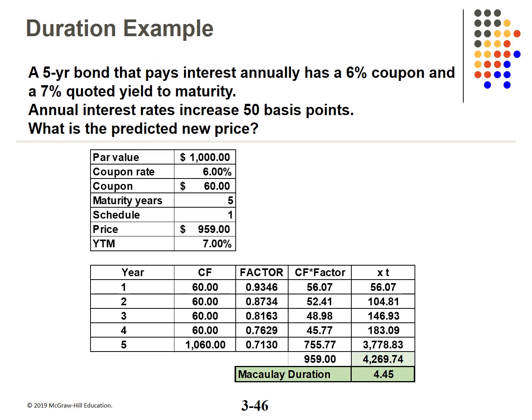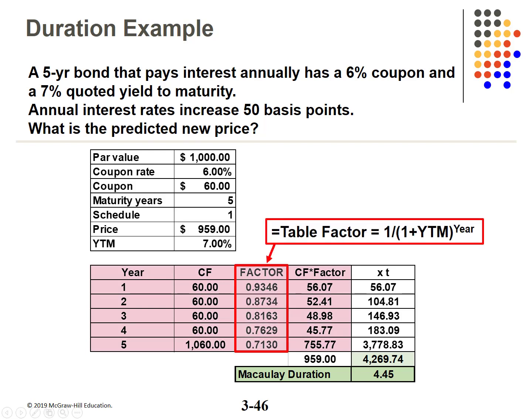On this slide, in the example, we'll compute Macaulay duration. 5-year bond, 6% coupon paid annually. Yield to maturity is 7%. Predict the new price if annual rates increase by 50 basis points. Rather than discounting each cash flow as we usually do, the textbook example uses the table factor, which is the same thing. The resulting bond price is $959, Macaulay duration 4.45.